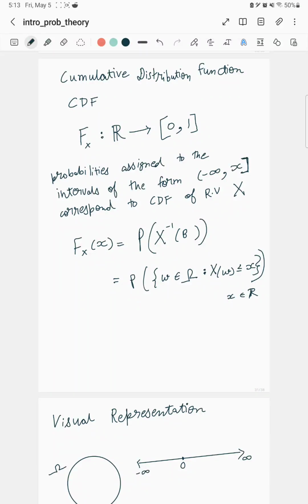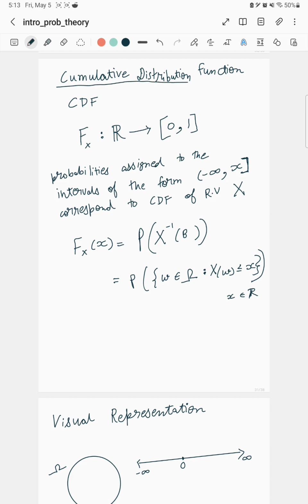Hello everyone. In the previous videos, we had gone through the definition of a random variable and we had seen a few examples of random variables. Now, let's explore the topic more and see what we can do with these random variables. So, in this video, we will go through something called a cumulative distribution function of a random variable.